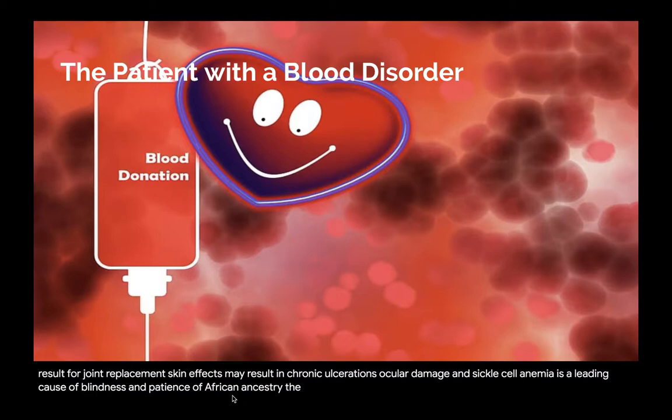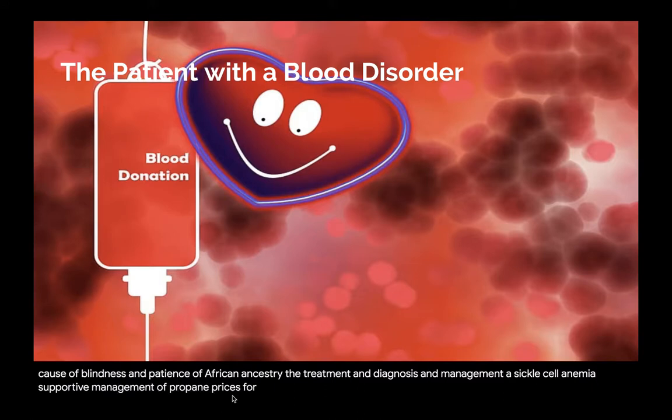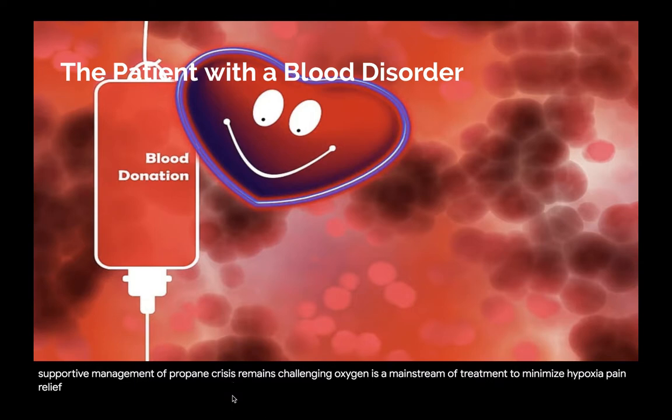The diagnosis and management of sickle cell anemia. Supportive: management of pain crisis remains challenging. Oxygen is a mainstay of treatment to minimize hypoxia. Pain relief without depressing breathing. Avoid substance abuse. Management of febrile episodes. Antibiotics for infectious disease to avoid sepsis.